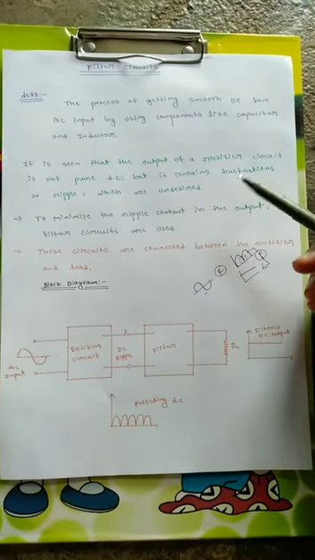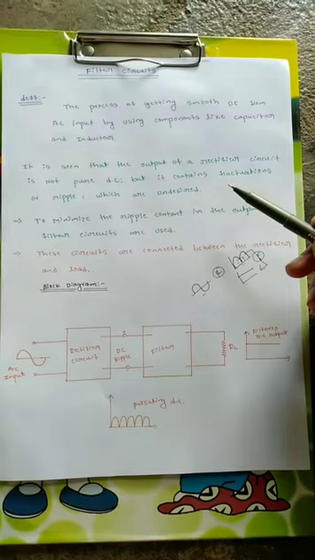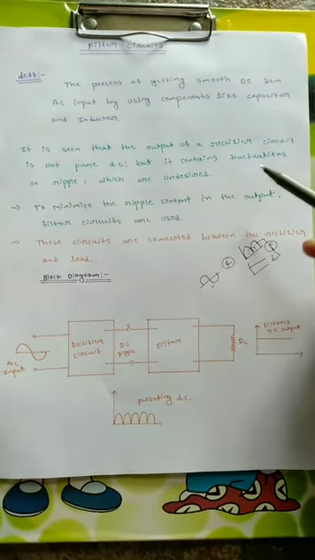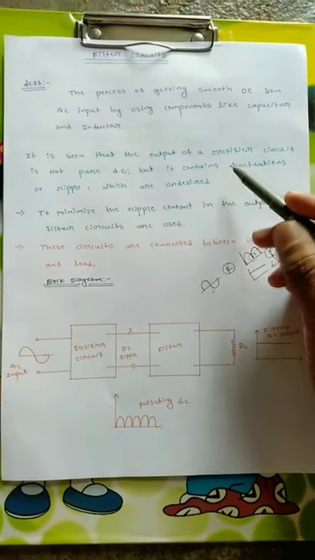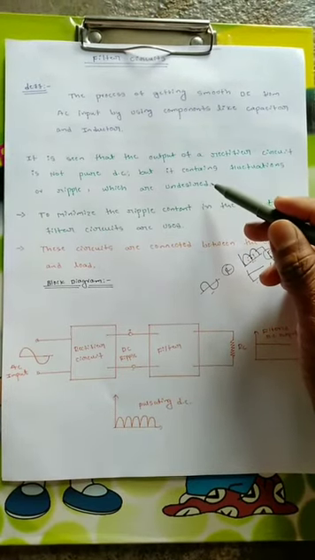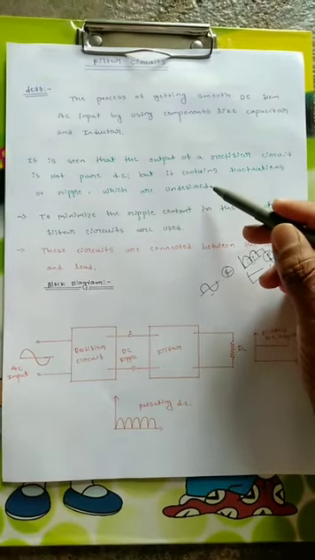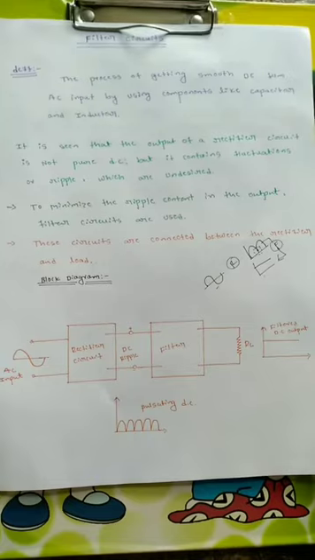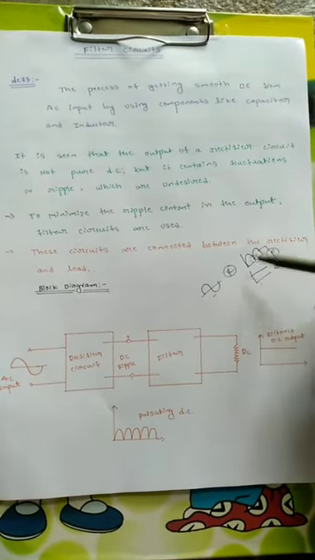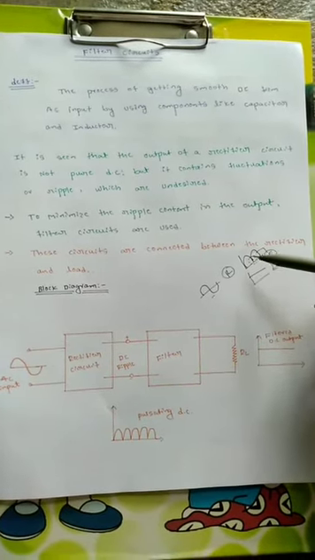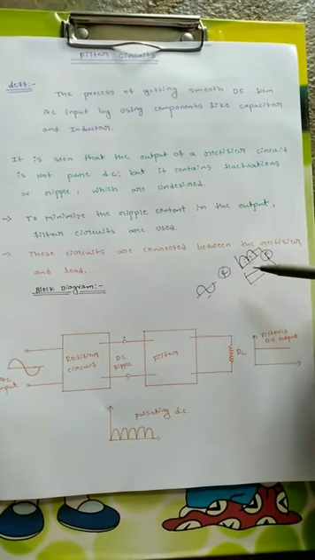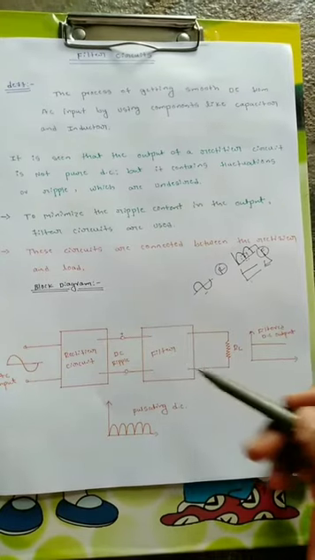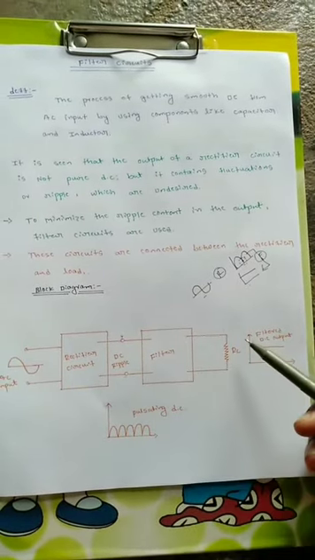It is seen that the output of a rectifier circuit is not pure DC, but contains fluctuations or ripple, which are undesired. As I said, the rectifier produces fluctuating DC, which is not desired, and in order to minimize the ripple content in the output, filter circuits are used. These circuits are connected between the rectifier and the load. As you can see in the block diagram, the filter is connected between the rectifier and the load.